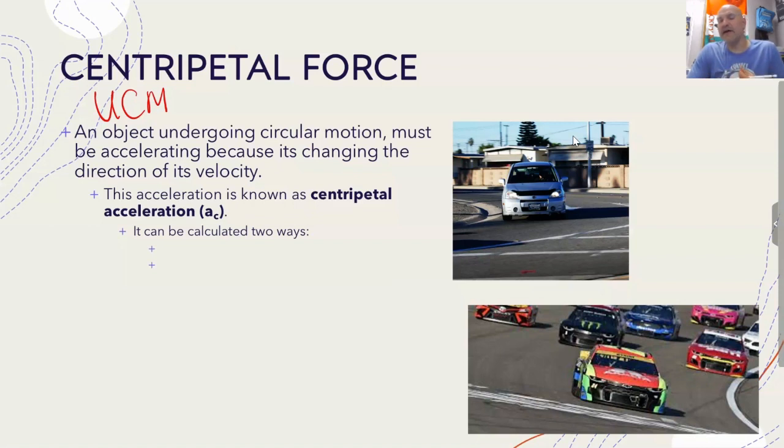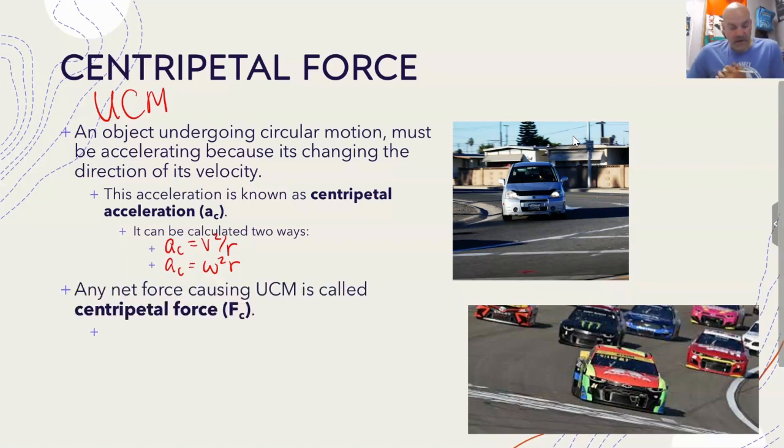And this acceleration we know as centripetal acceleration, or a sub c. And it can be calculated in two ways. The first way is the simple way of v squared over r, so the speed of the object squared divided by the radius. Or, in a more rotational method, it is omega squared r, where omega is the angular speed. If you've taken AP Physics 1, this was talked about in Unit 7.